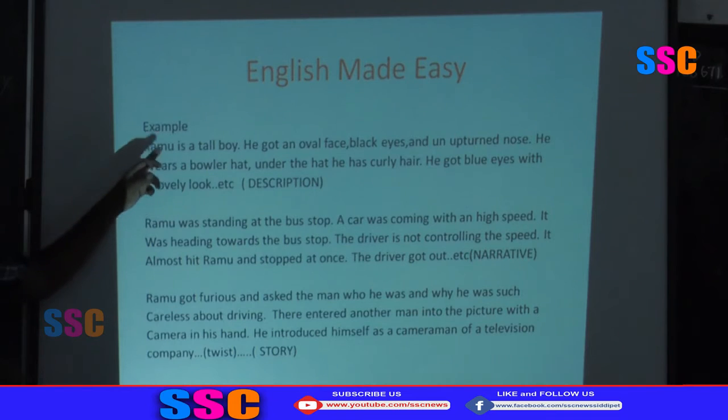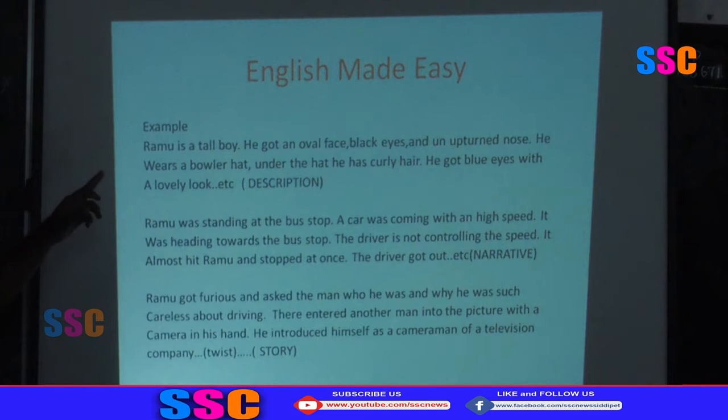Okay. From the same description, I took the example of Ramu and I am just continuing by writing the series of events that occurred. Ramu was standing, a car was heading speedily towards the bus stop. Okay, the driver was unable to control the speed and it almost came to a stop. Almost it closely hit Ramu. So this becomes the narrative. Now, continuation to this narrative. See, if we add some twist to this narrative, it becomes the story.